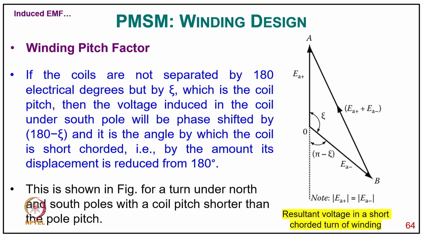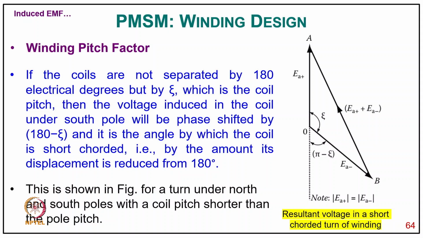If it is 180 degrees, it will be the algebraic sum of the two induced EMFs, but if eta is less than 180 degrees, it is the vector sum, which is lesser. The phasor sum AB is less than AO plus OB. So if the coils are not separated by 180 degrees electrical but by eta, which is the coil pitch, then the voltage induced in the coil side under the south pole will be phase shifted by 180 minus eta.